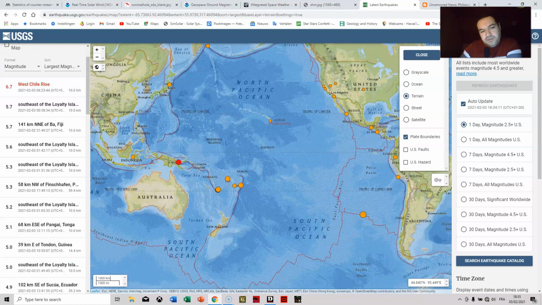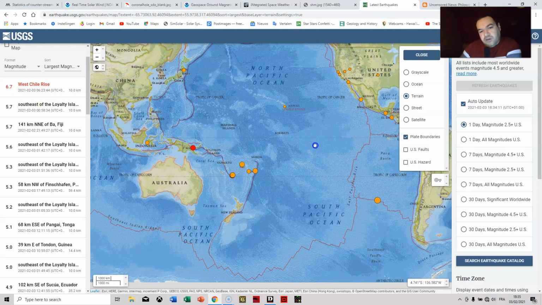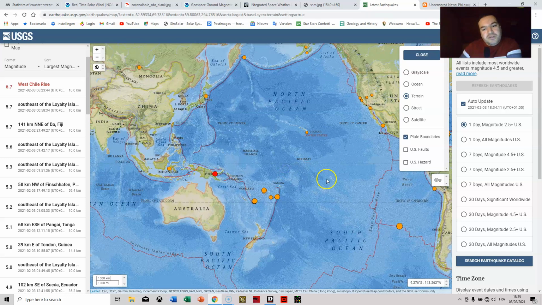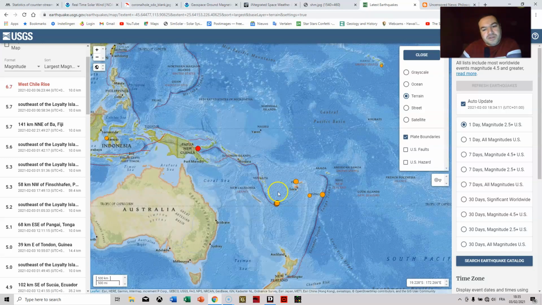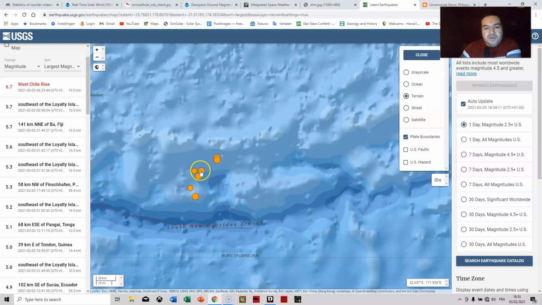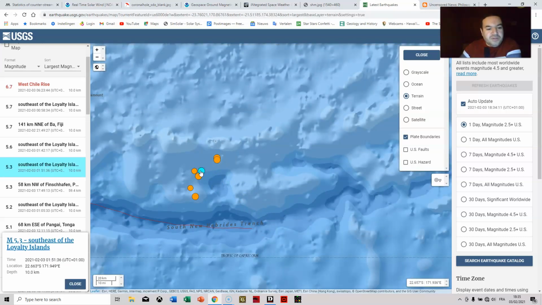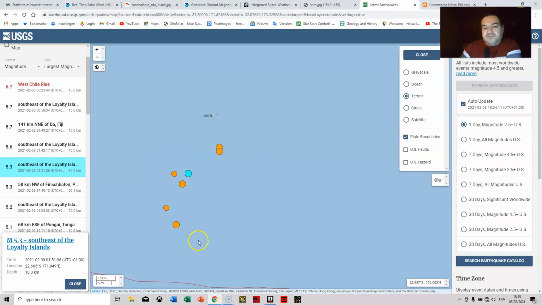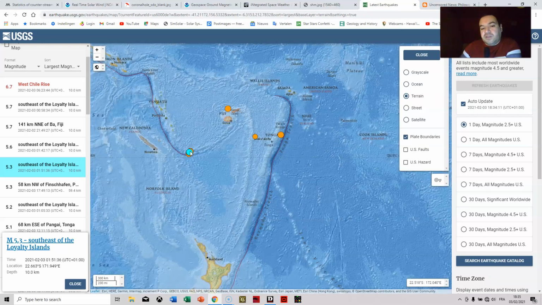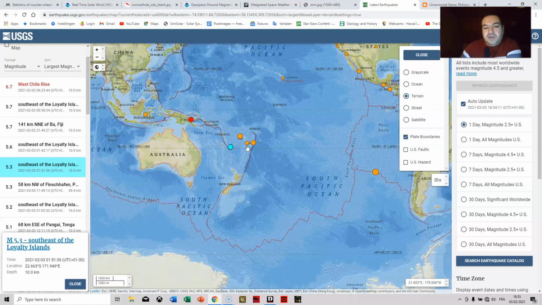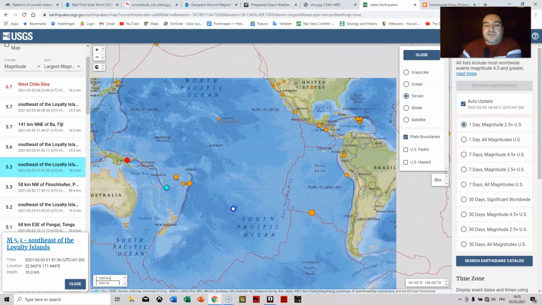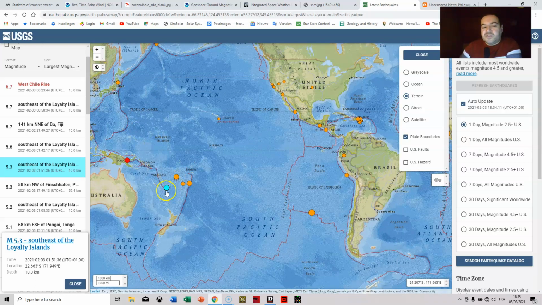There is a big one over West Chile, 6.7, moderately big. But what caught my attention is something else, and it's an earthquake swarm in the southeast of the Loyalty Islands. Earthquake swarms can be foreshocks to a bigger quake, and even if they do not produce a big earthquake, there's so much movement here that somewhere else in the world there might be a big quake because of this.